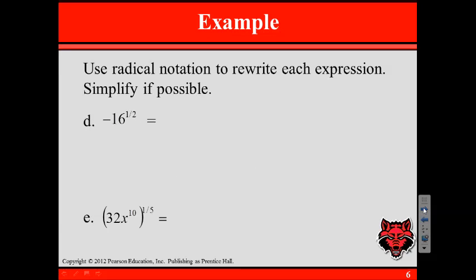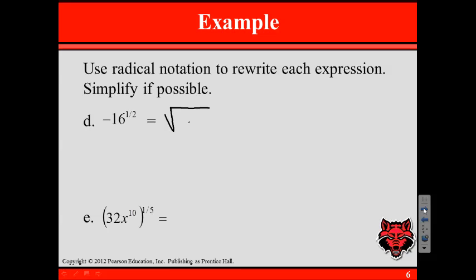Let's try it again with a few more examples. Use radical notation to rewrite each expression and simplify if possible. So we start with a negative 16 raised to the 1/2 power. So we write this as the square root. Now, the only time we don't write the index is if it's a 2. So if you never see an index on the outside of the radical sign, it means it's a square root and the index is 2.